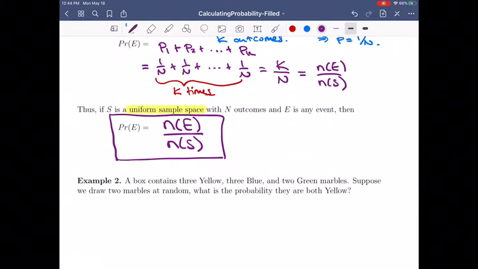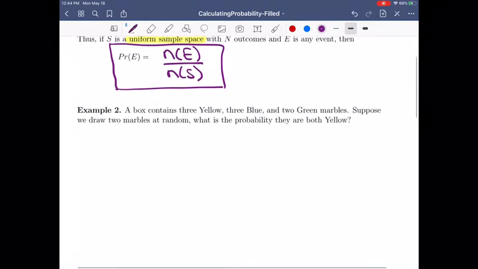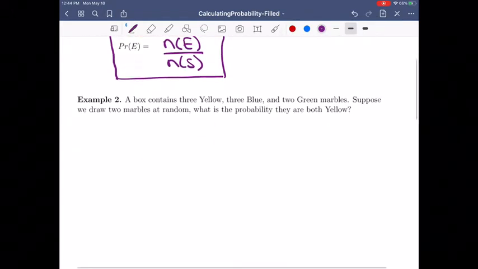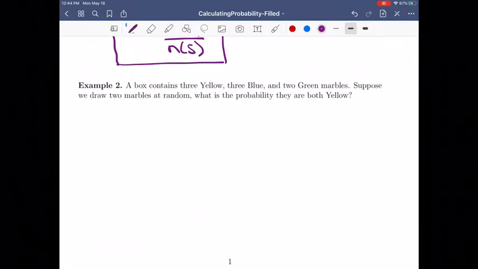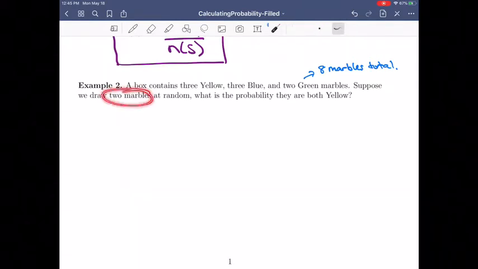So let's try an example that's a bit more complicated than just rolling a die. A box contains 3 yellow, 3 blue, and 2 green marbles, so that gives us 8 marbles in total. It doesn't say the marbles are different, so I'm assuming that the 3 yellow marbles all look the same. And we want to draw 2 marbles, so not just 1, but 2 of them at random.